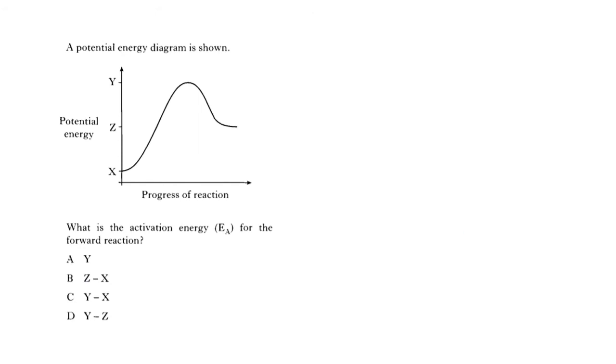For our second one, this is a potential energy diagram, so it's showing us the difference. It's asking us what our activation energy is. Now remember, the highest point in our graph is what we would call our activated complex. And our activation energy is our difference between our reactants and our activated complex for the forward reaction, which is what we're being asked about. So our activated complex is X, our reactants are Y, so it's going to be Y minus X.